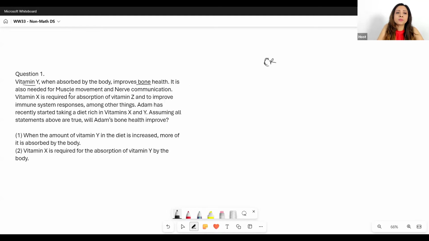It is also needed for muscle movement and nerve communication, all right. Vitamin X is required for absorption of vitamin Z and to improve immune system responses, among other things. So we're saying that vitamin X is necessary for these things, right?